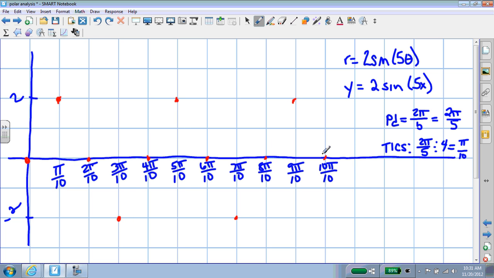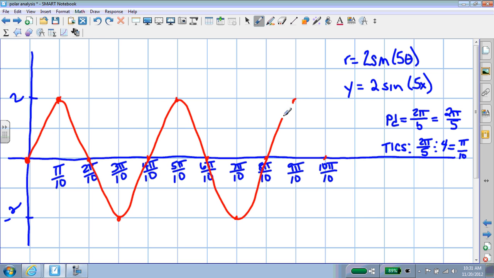I may have put too many tick marks out here because I've got lots of sine waves. That's 1, that's 2.5 sine waves. Interesting. So I'll see how much of that I need.